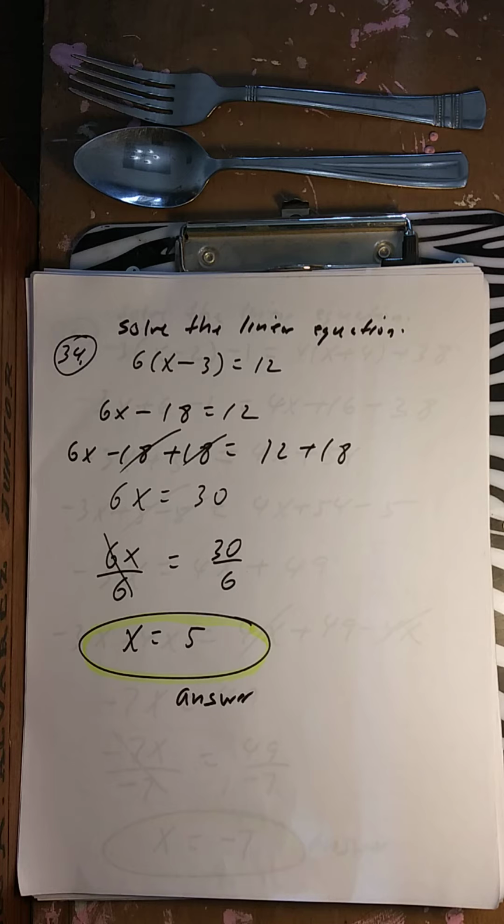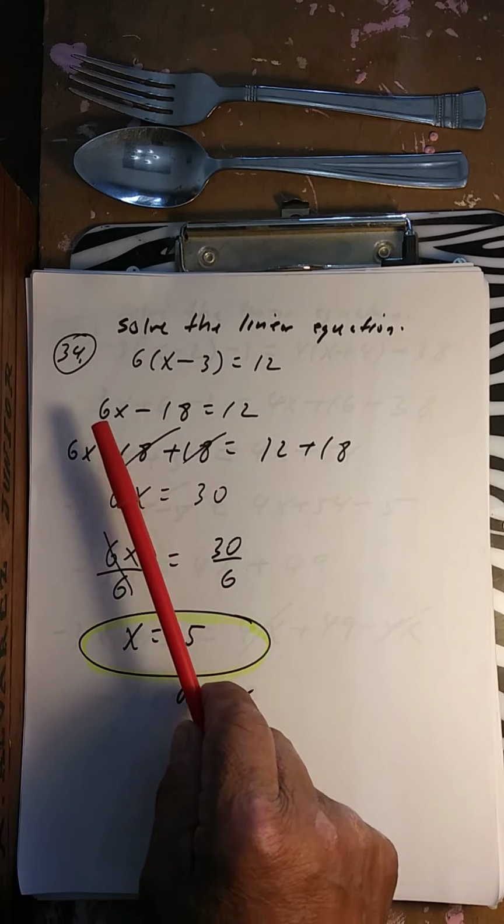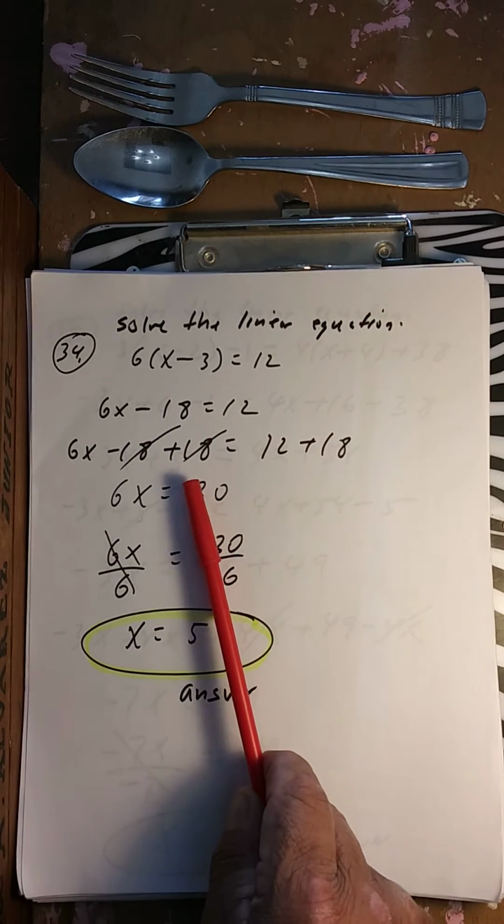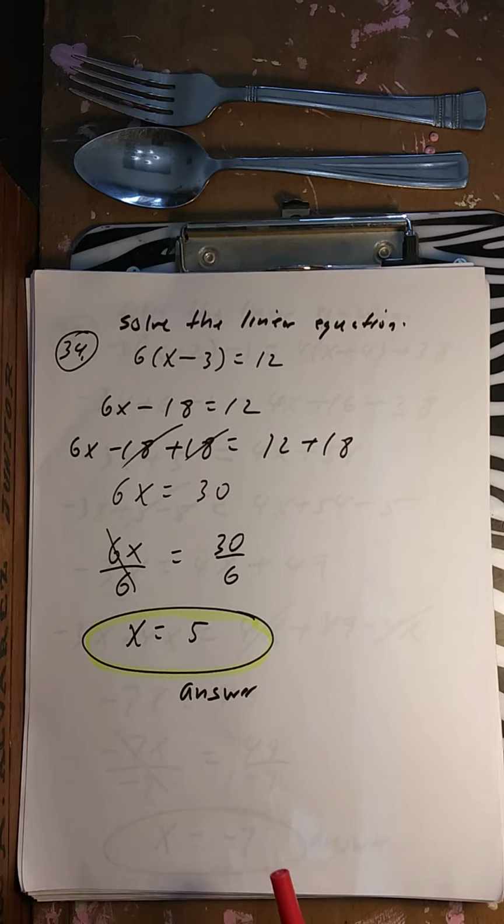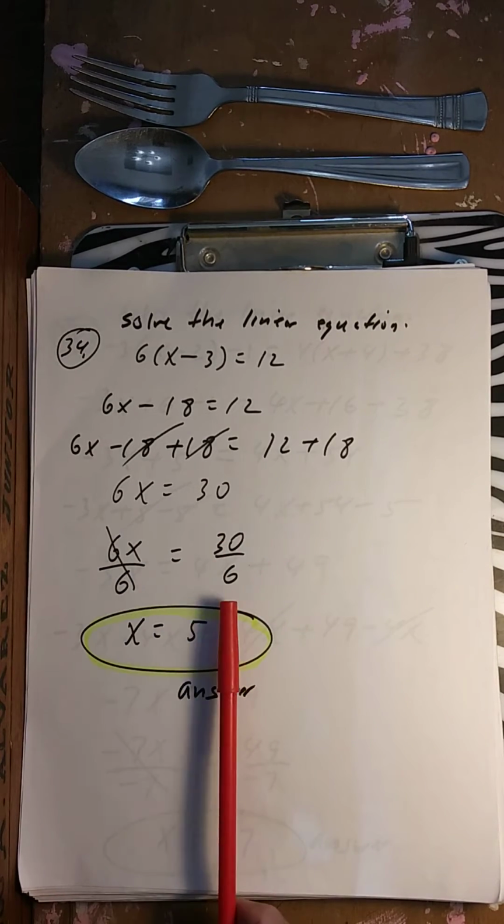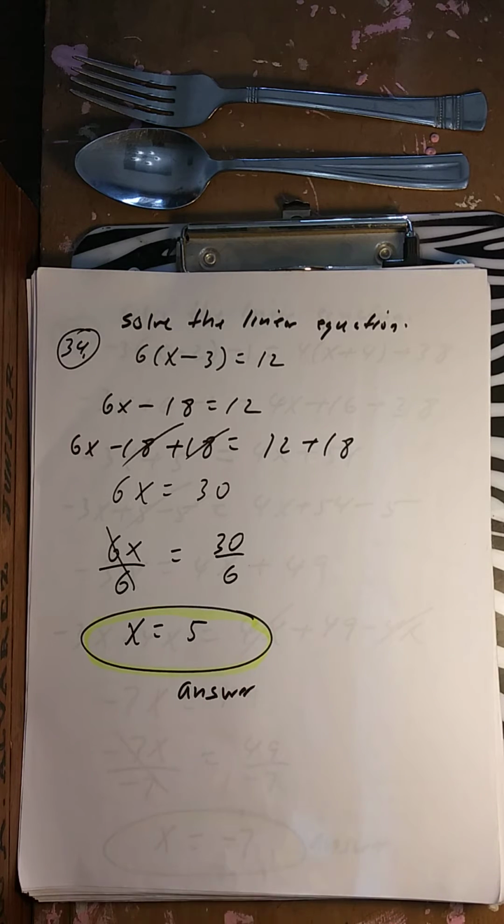Solve the linear equation. There are parentheses, so we need to do the order of operations: Please Excuse My Dear Aunt Sally, PEMDAS. So 6 times x is 6x, and 6 times negative 3 is negative 18. I did multiplication first. Now add 18 to both sides, so we're going to have 6x equals 30. Divide by 6, divide by 6, and 30 divided by 6 is 5.